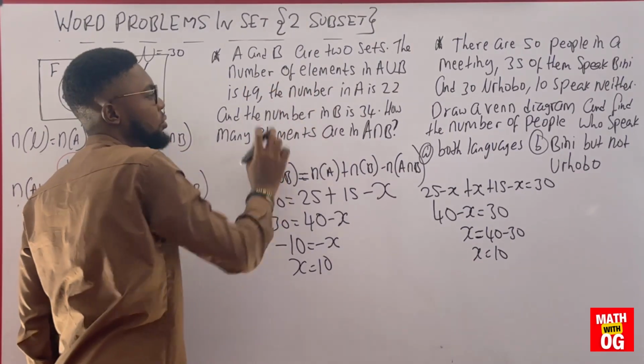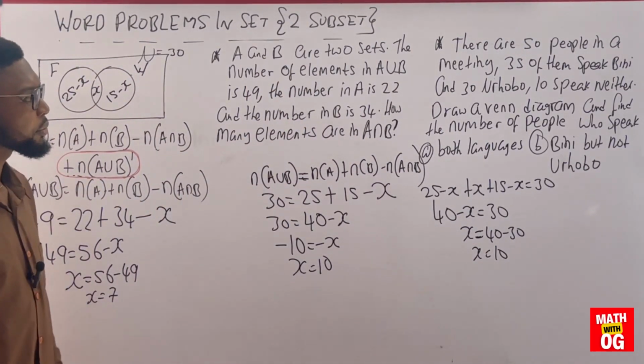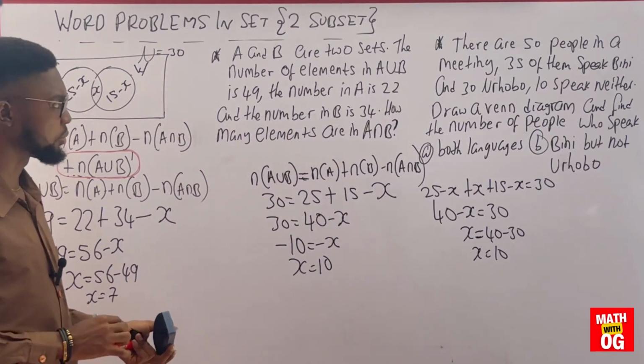Let's add this up, subtract 49. The answer should give you 7. Now over to the last question.